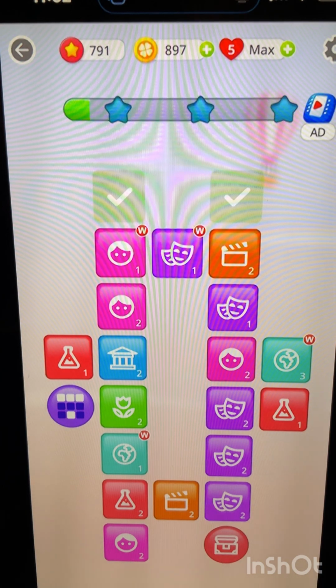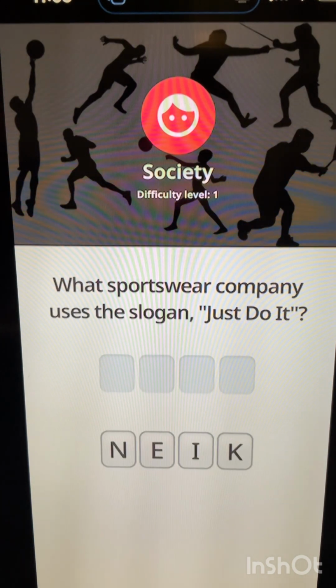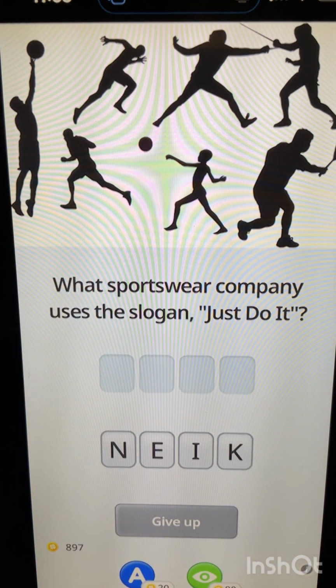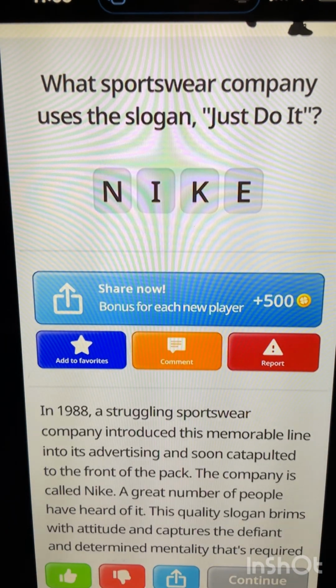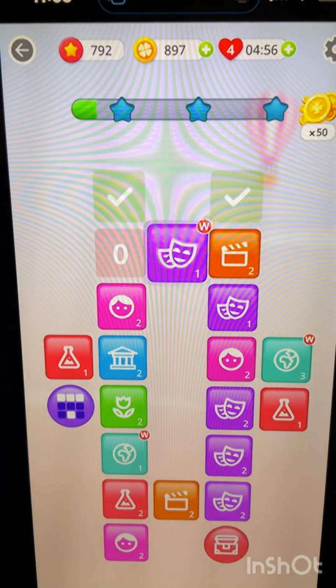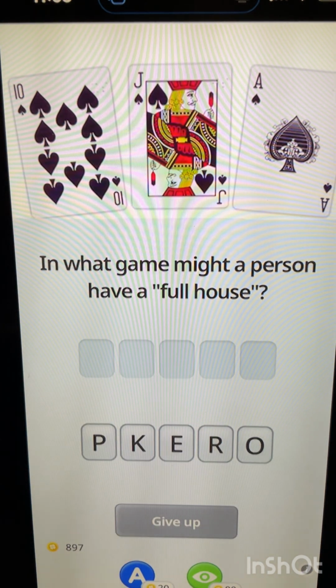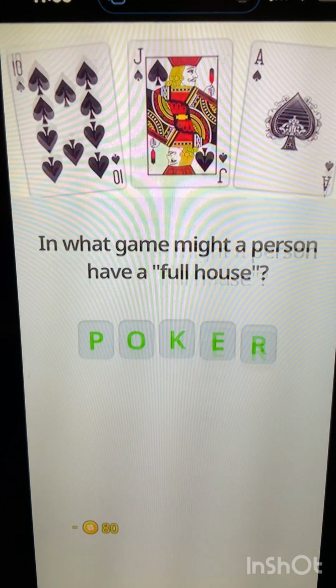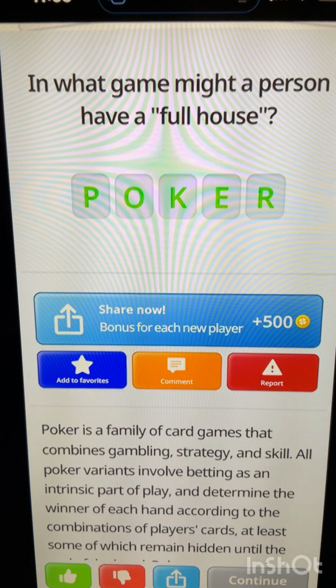So we are going to go for society. So we're going to go off that scale. So that one is Nike. That slogan, just do it. So we're going to go again. So that will be poker. So we got a lot of games as we are going through it.